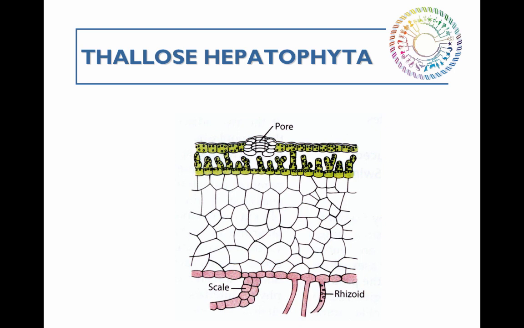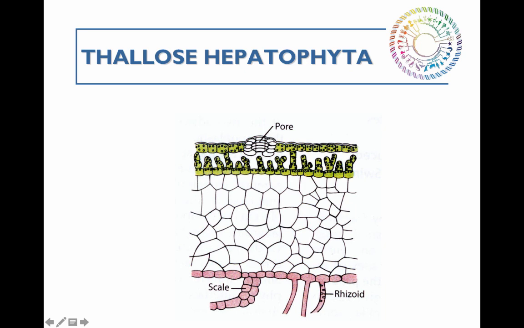So let's have a look at a typical thallose hepatophyta. This diagram shows a transverse section through the plant body. And what you can see is that there are basically three different regions. At the top here, we have this green photosynthetic layer. This is the layer where the cells have chloroplasts, and all these little circles within the cells are the chloroplasts, which of course contain the chlorophyll.